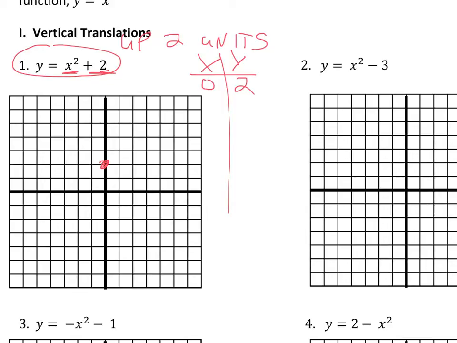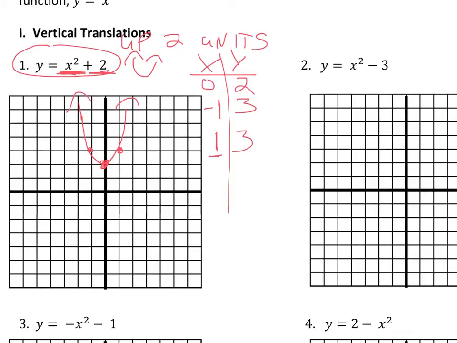That's the vertex, and I know that this graph goes up because this is positive x squared. So I can plug in one x value to the left of the vertex and one to the right. If I plug in 1, well, 1 squared is 1, and then plus 2 is 3. So 1, 3 is right here. And then negative 1, I'm going to get the same thing, because negative 1 squared is 1, and then plus 2 is 3. So negative 1, 3, we're right here. So there's our parabola right there.